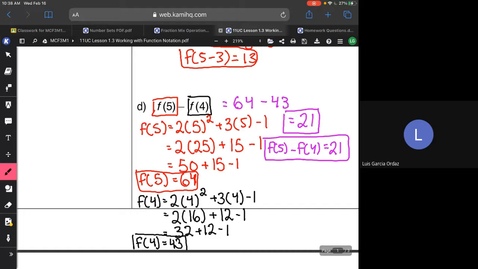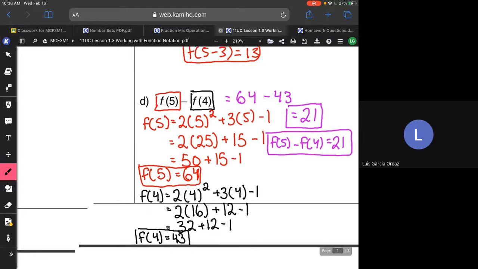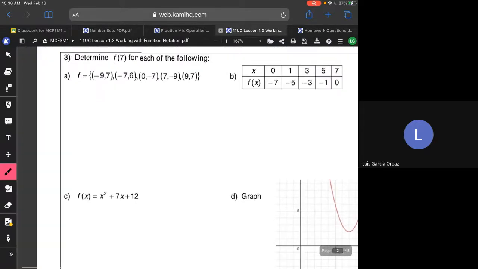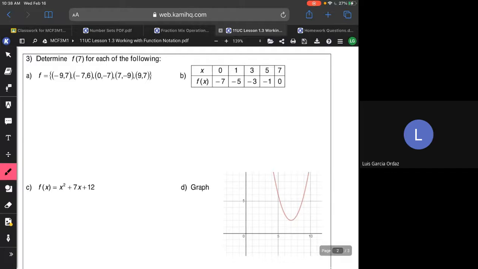Okay, so I'm going to move on to the next page. This one is pretty easy. For number 3, I want to determine f of 7. Visually, this is easy. I need to figure out where my x value is 7 and what my y value is going to be. For the first set of coordinates, what is f at 7? What is my y value when x is 7? For number 3, Olivia? -9.